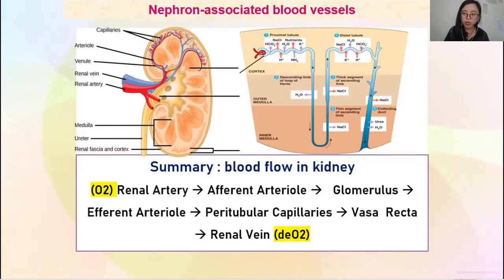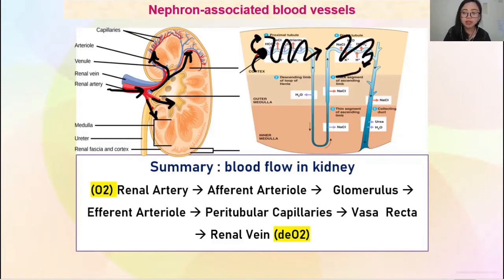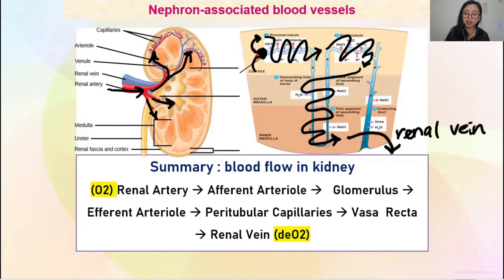Okay, so just a quick summary. This is how blood will flow in your kidney. You're going to start from the renal artery, and those will branch out into all the smaller arteries and into the afferent arteriole. Efferent arteriole masuk ke dalam nephron kepada glomerulus. Daripada glomerulus dia keluar melalui efferent arteriole. Efferent arteriole pergi kepada peritubular capillaries, kemudian kepada vasa recta. Selepas vasa recta, dia akan gabung dengan renal vein.